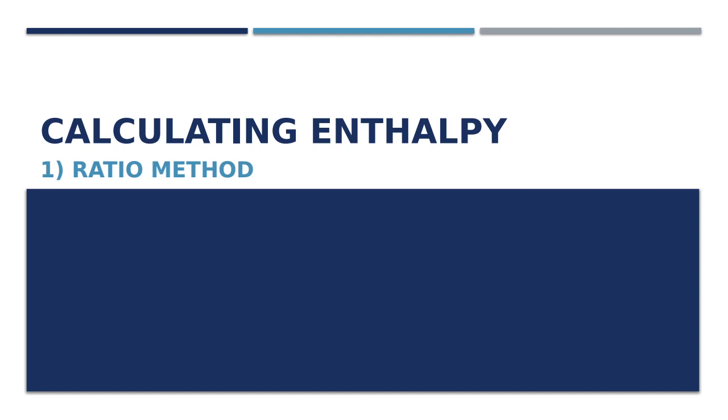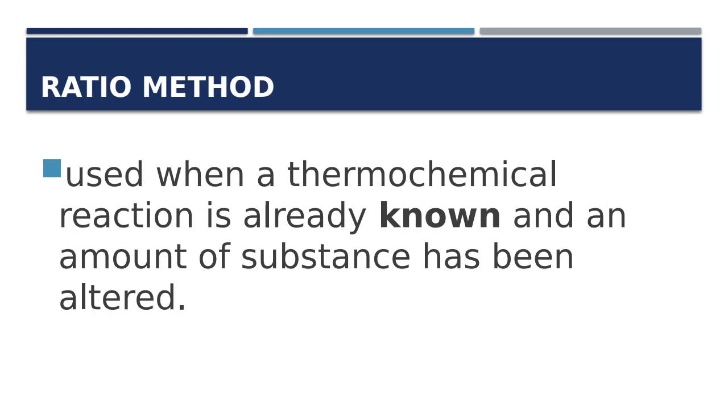This lesson is going to focus on a method to calculate enthalpy known as the ratio method. We use the ratio method to calculate enthalpies of chemical reactions where we already know some information. So if we already know the thermochemical equation or reaction for a particular system, we can then calculate something different about that system.